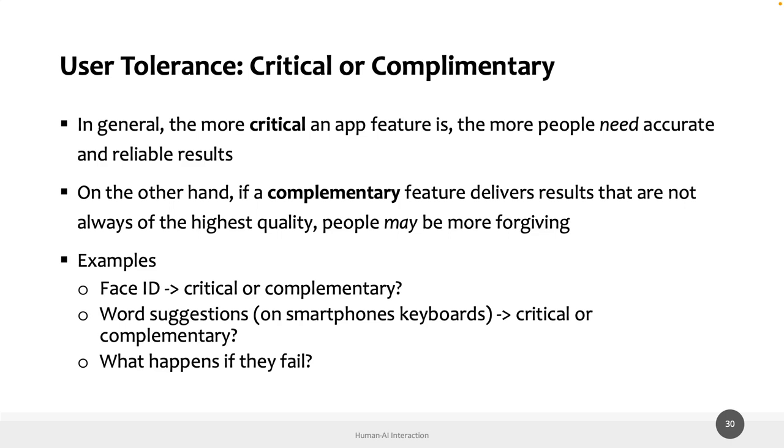For instance, let's have some examples. Face ID, the technology through which you can unlock your smartphone, at least in iPhone. Is it critical or complementary in your opinion? Complementary. Someone disagree? It has a high degree of criticality, but it's not the only way you can unlock it. Okay, but I think that in some ways it's critical. Yeah, you can have also other methods to unlock the phone, this is true. But it's in some ways critical. It's not critical for the smartphone, but if it doesn't work, users will simply stop using it, okay? So for this reason, probably it's critical.